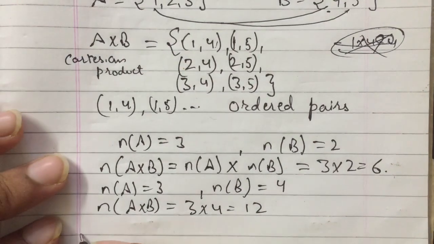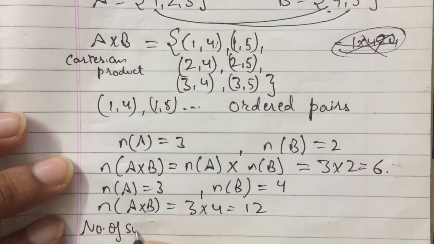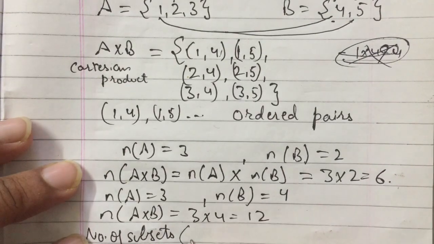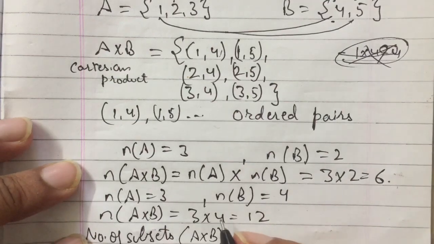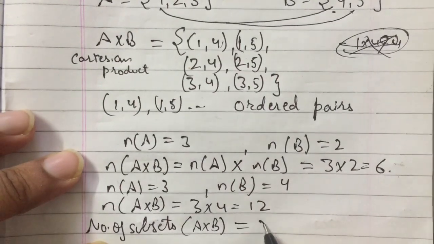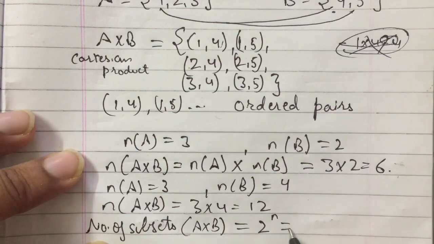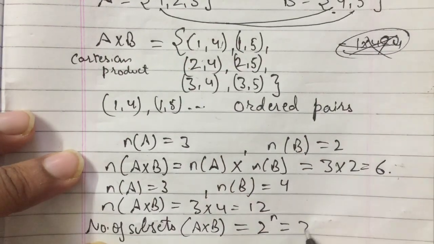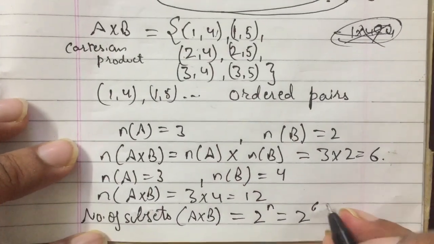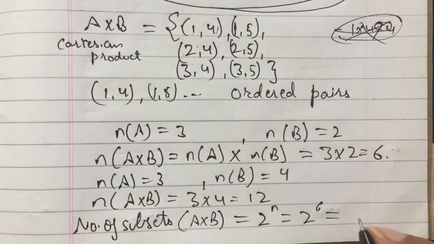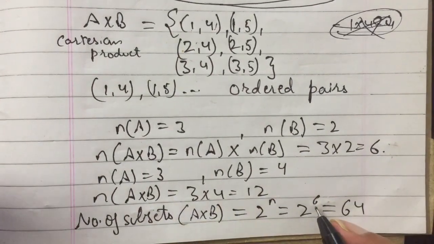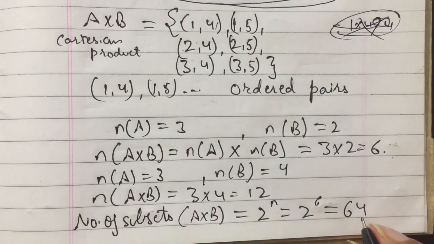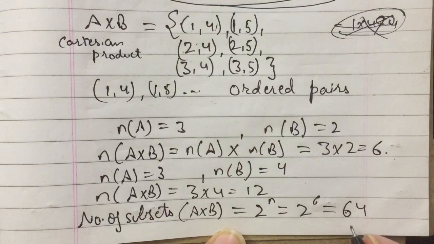So number of subsets of A cross B, right? The formula will be the same, 2 raised to the power n. So how many elements does A cross B have? 1, 2, 3, 4, 5, 6. So this will be 2 raised to power 6, which means 64. 2 into 2 is 4, 4 into 2 is 8, 8 into 2 is 16, 16 into 2 is 32, 32 into 2 is 64. So A cross B has 64 subsets, right?